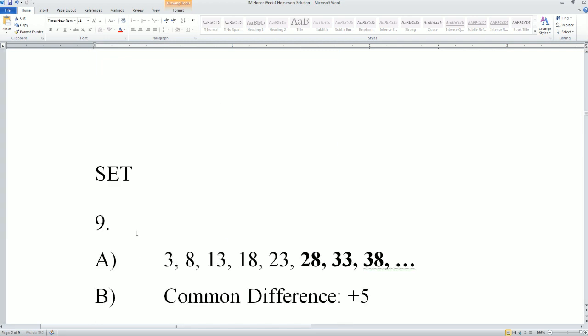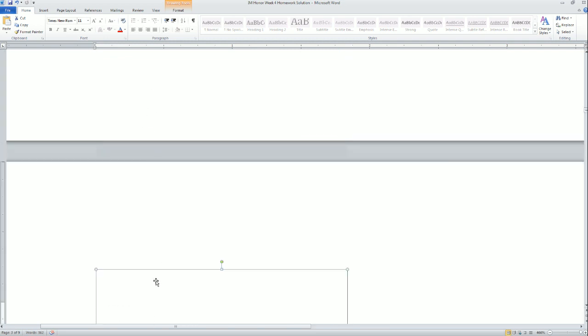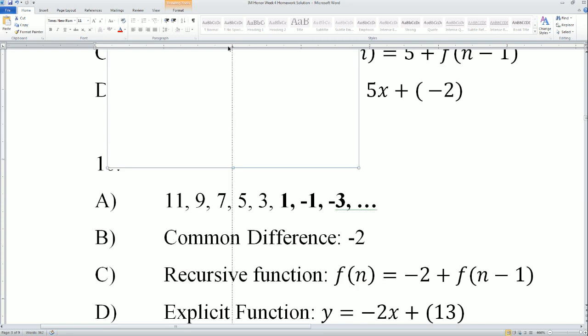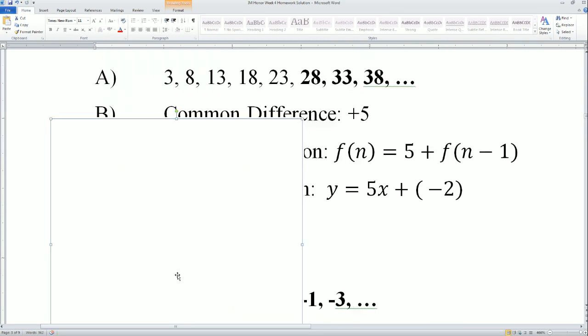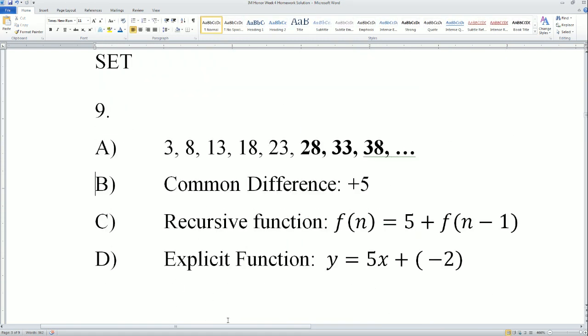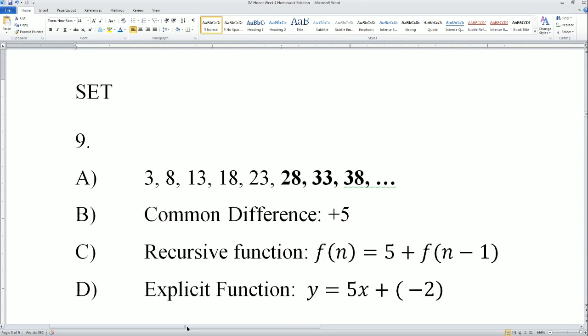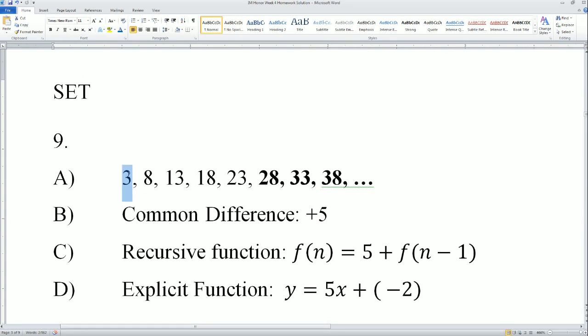Alright, we're going to be looking at the set now. Okay, let me delete that. Alright, so the set. We have number 9 here. You start from the sequence. Okay, this is the sequence: 3, 8, 13, 18, 23.